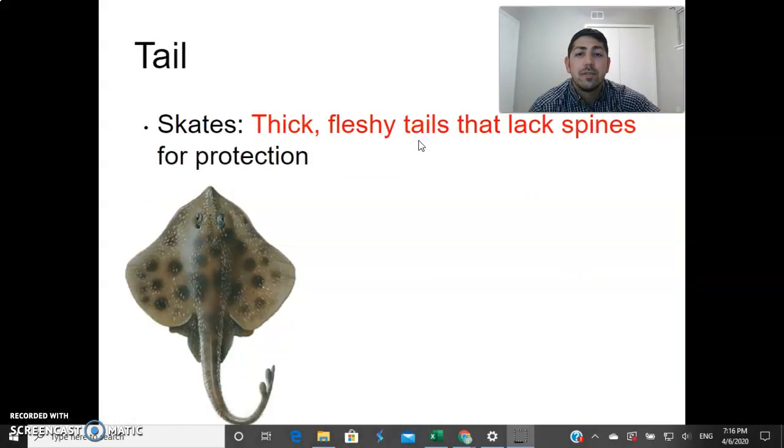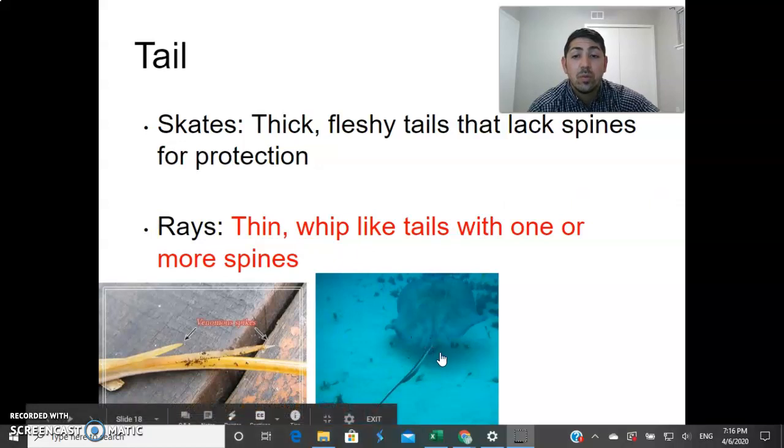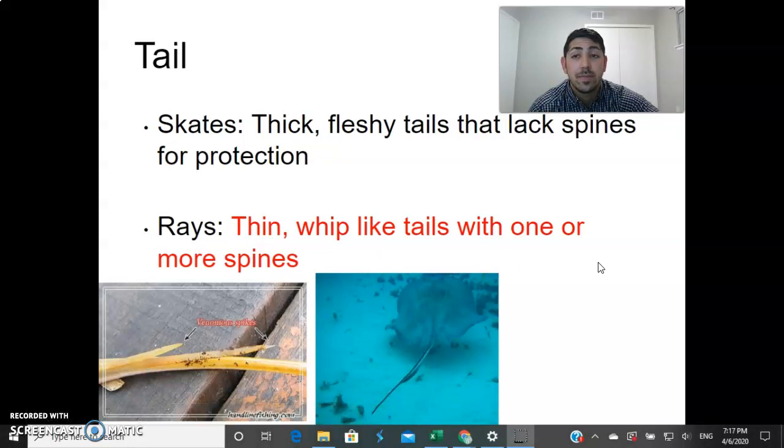Skates have thick, fleshy tails that lack spines for protection. So this is important. Fleshy tails that lack spines. And rays are going to have thin, whip-like tails with one or more spines. So possibility of multiple spines, thin and whip-like.